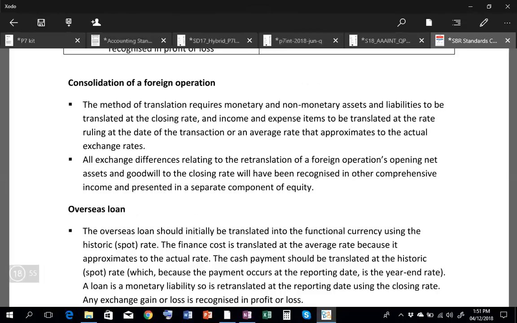And when you're talking about the assets and liabilities, it is the closing rate, and when we're talking about the income statement element, then that is the average rate, or the date of transaction rate, the spot rate. So remember one thing: for consolidation purposes, you are going to take the closing rates for the balance sheet items and the average rate for the income statement elements.